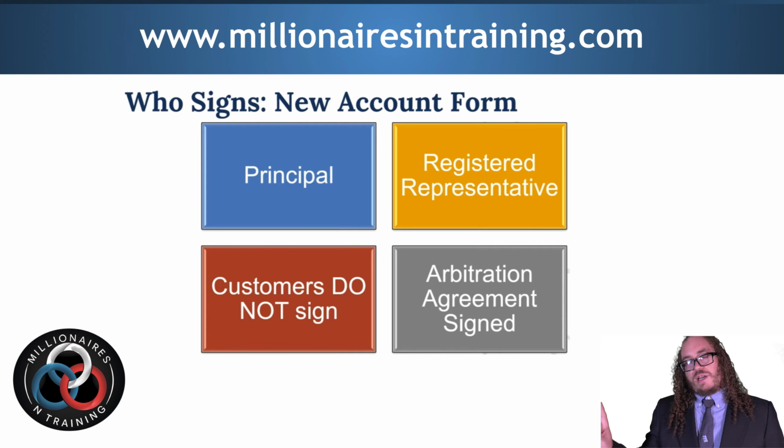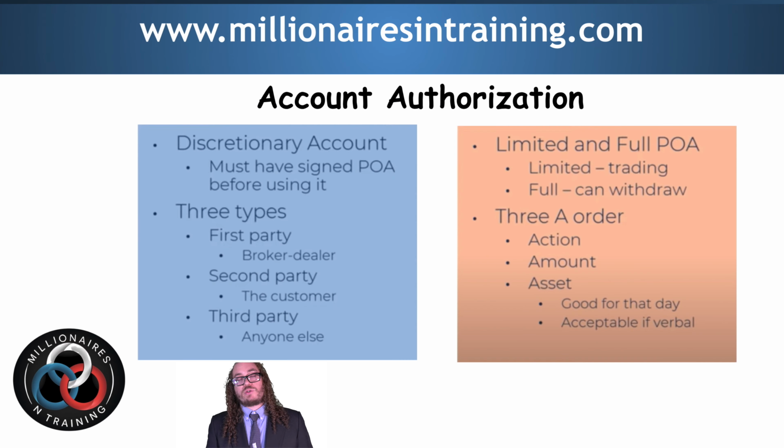Now let's take a look at a discretionary account. A discretionary account, by definition, is one where a customer gives the trading authority of their account over to a third party or a first party, and that requires a signed POA, or power of attorney, and that signature must be guaranteed before the registered rep can use it in the industry.